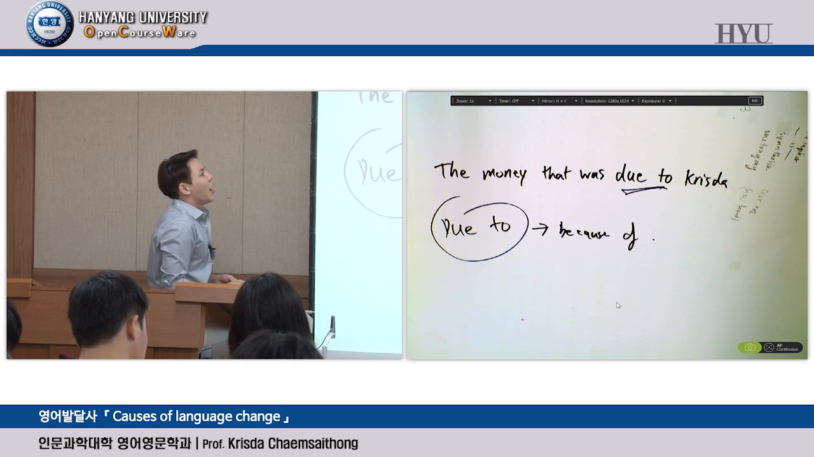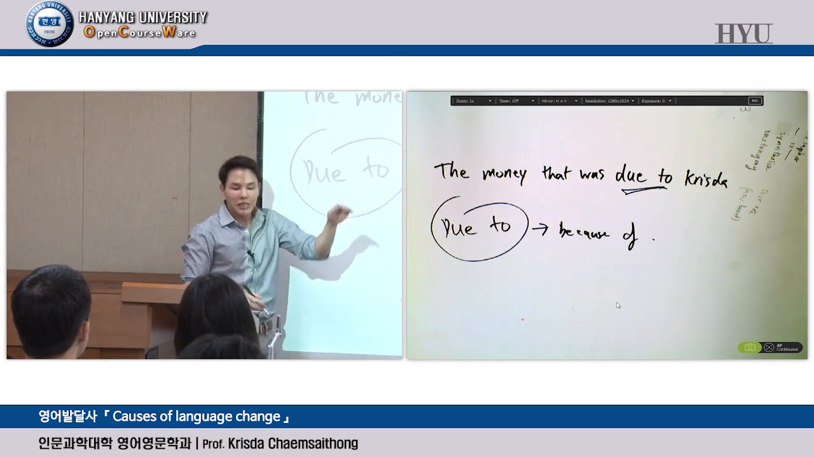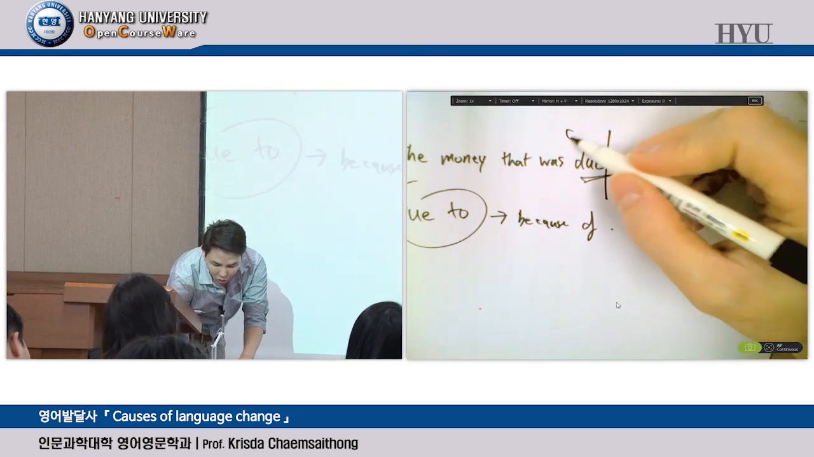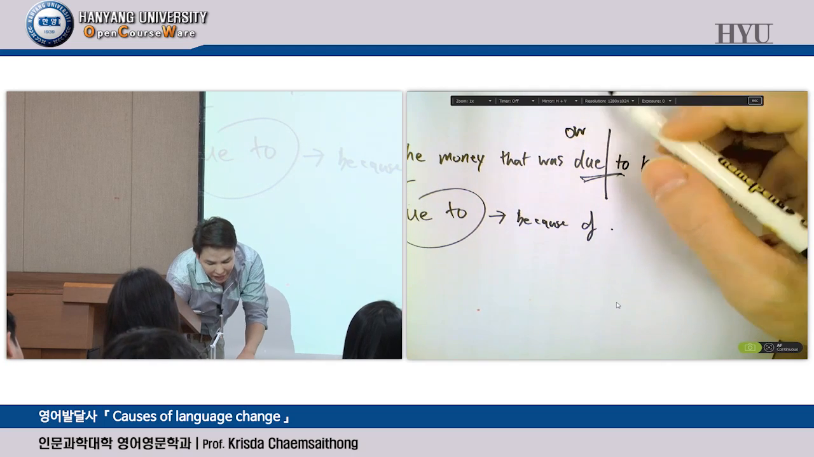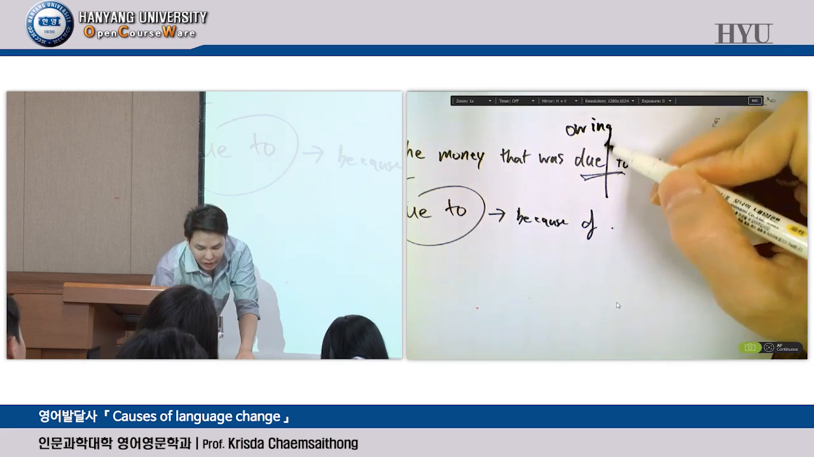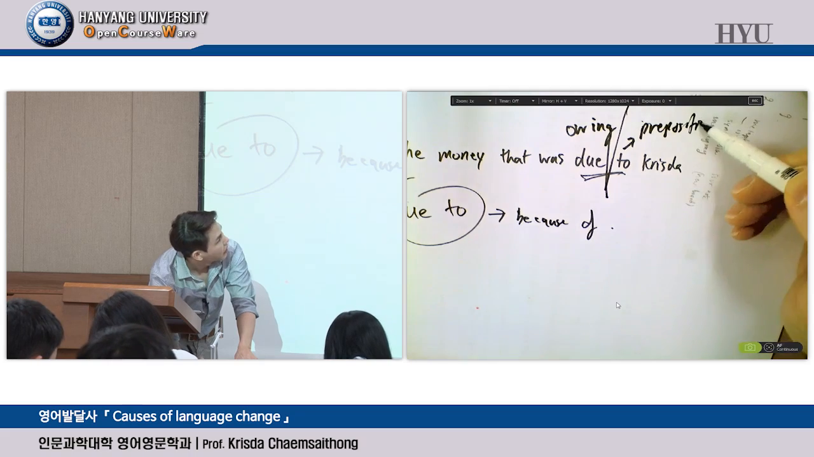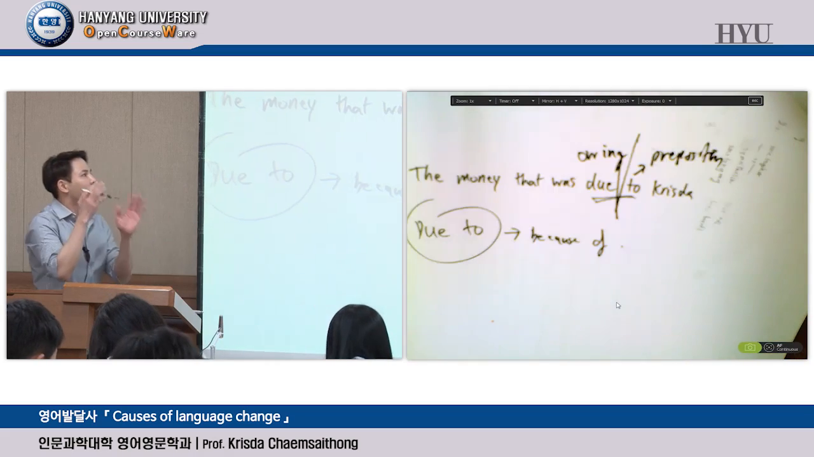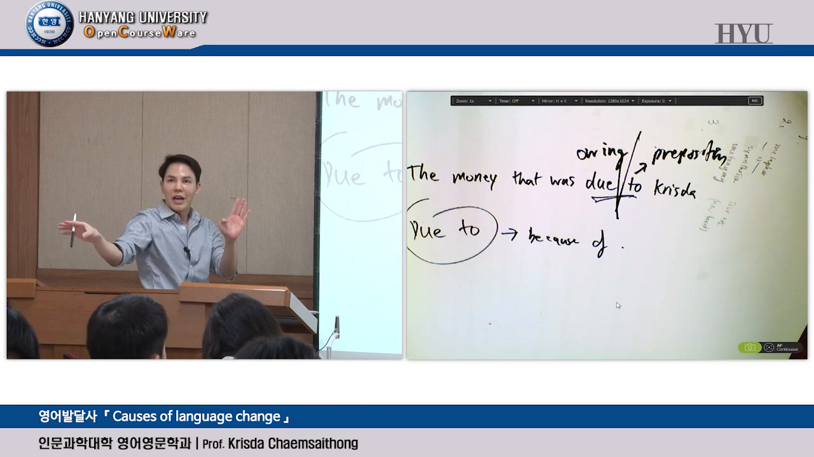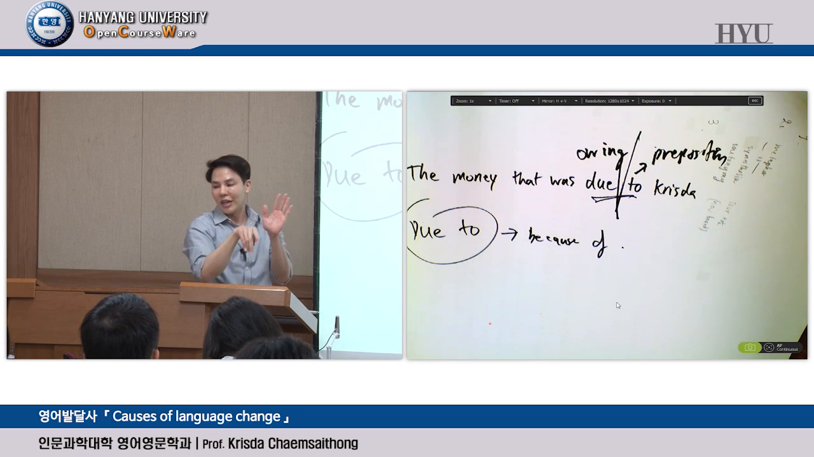But actually, it was from this kind of thing. The money that was due to Krista, due as one word, meaning the money that someone owes to Krista. Owing, and then to here is a preposition. The money that was due, just like the homework that was due to Krista. To is like a preposition telling you the direction.